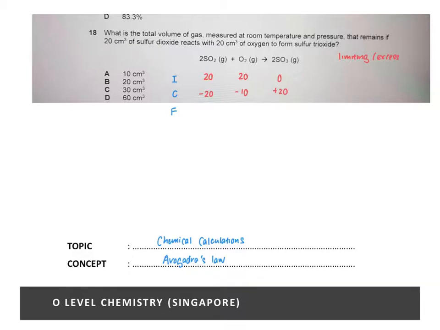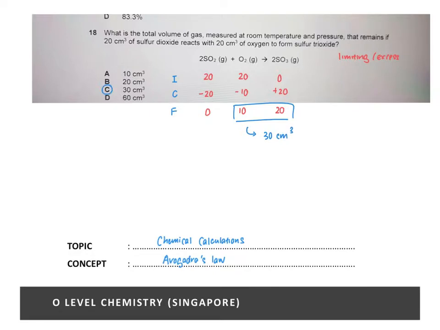Final would be the final volumes of the reactants and products present. So we will not have any sulfur dioxide. We will have 10 cm³ of oxygen that's remaining, and we will have 20 cm³ of sulfur trioxide that was formed. So the final volume of gases would be 30 cm³. So the answer is C.